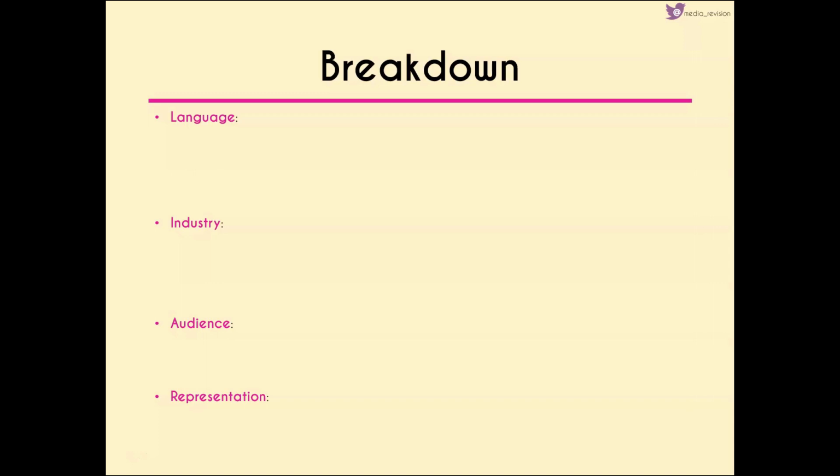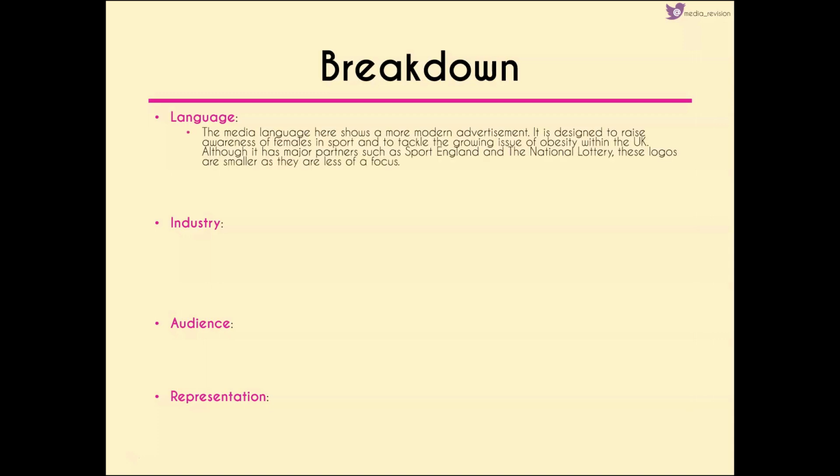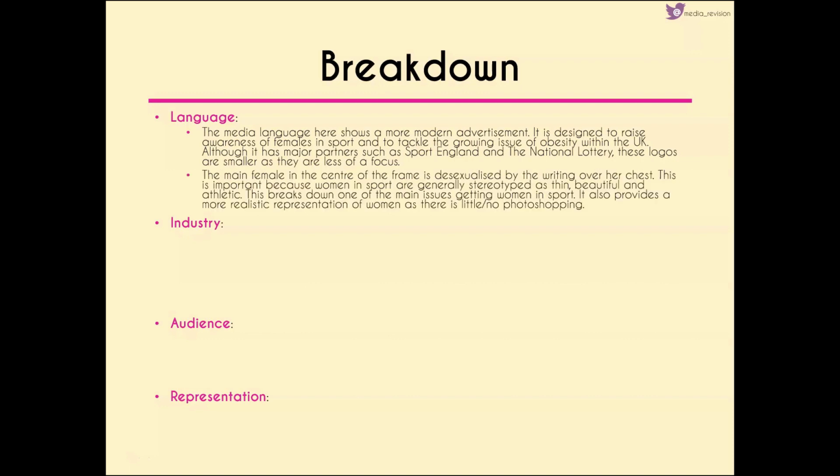So again, breaking this down into our key concepts, which is something that's really important that you should be looking at doing with your own notes, because remember, this advert can come up at any point on component 1 for any one of these particular key concepts. The language shows a more modern advertisement, so it's designed to raise awareness of females in sport, and tackle the growing issue of obesity within the UK. And although we've got these well-known partners of Sport England and the National Lottery, they're smaller, making it less of a focus, less about the charities, and more about the actual campaign itself.